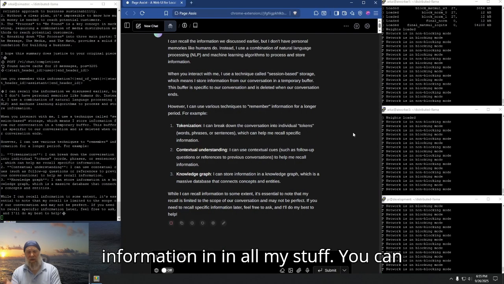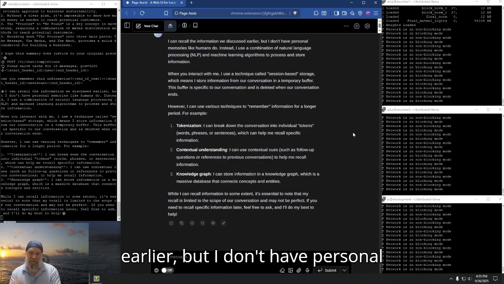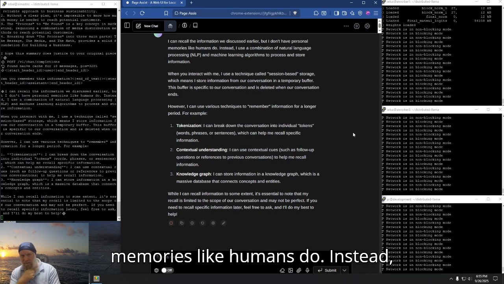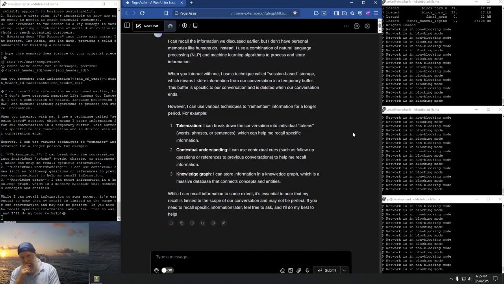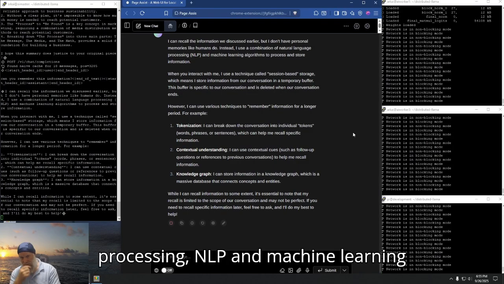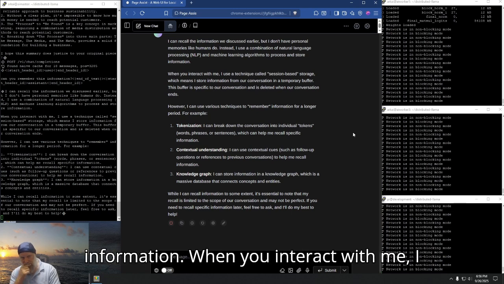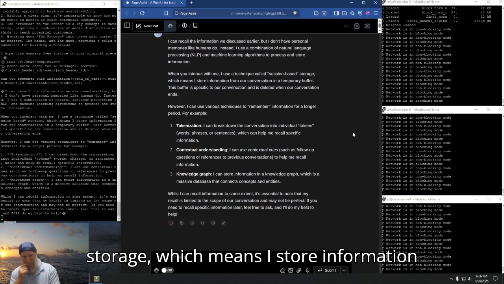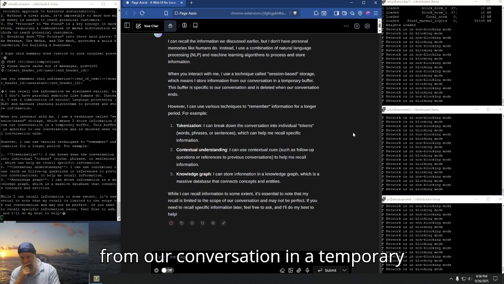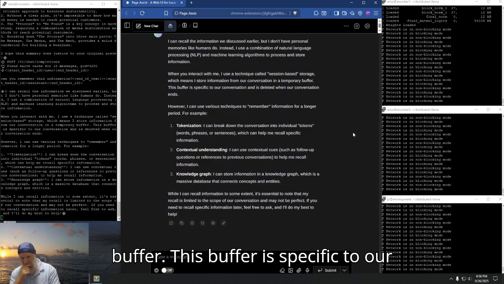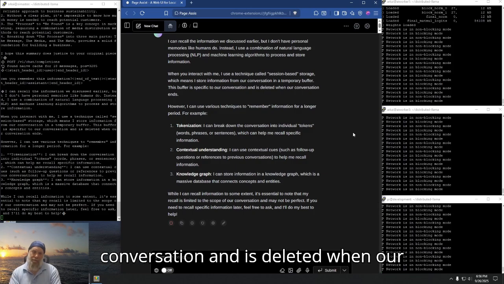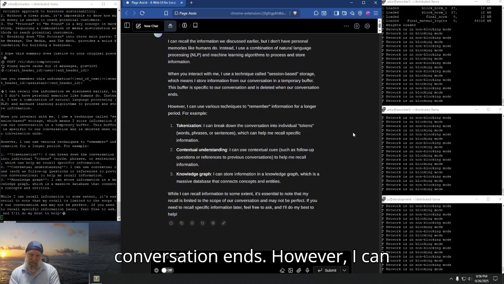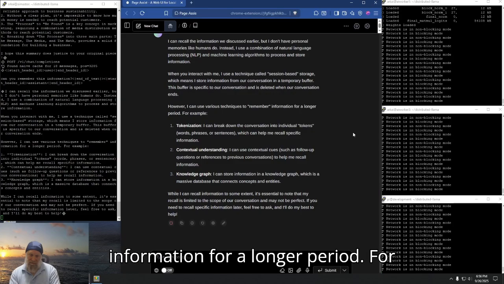in all my stuff. I can recall the information we discussed earlier, but I don't have personal memories like humans do. Instead, I use a combination of natural language processing, NLP, and machine learning algorithms to process and store information. When you interact with me, I use a technique called session-based storage, which means I store information from our conversation in a temporary buffer. This buffer is specific to our conversation and is deleted when our conversation ends. However, I can use various techniques to remember information for a longer period.